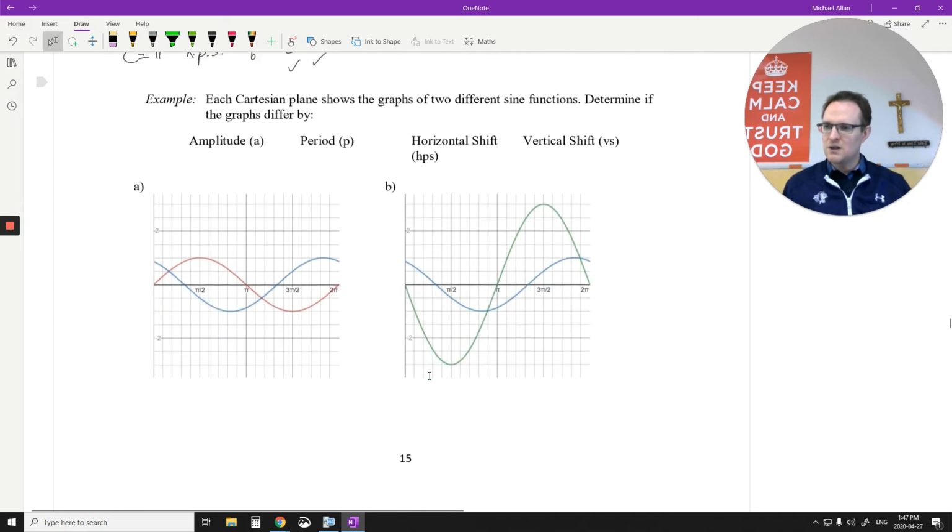So this one here just wants to know how they have changed from each other. Do they have the same amplitude? Do they have the same period? Do they have the same horizontal phase shift? Or do they have the same vertical? So which ones differ? So they differ by.